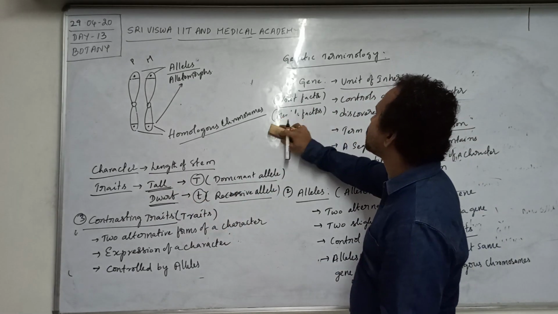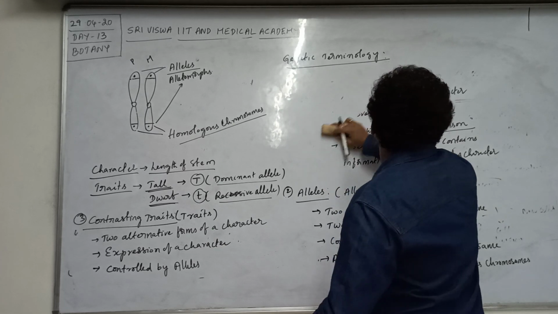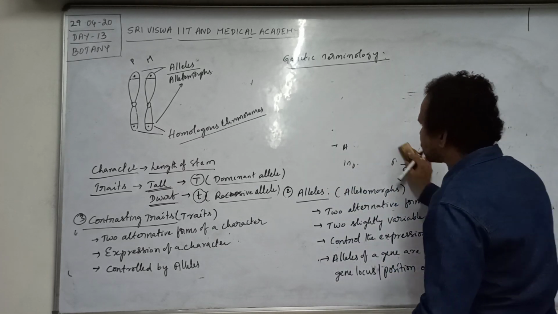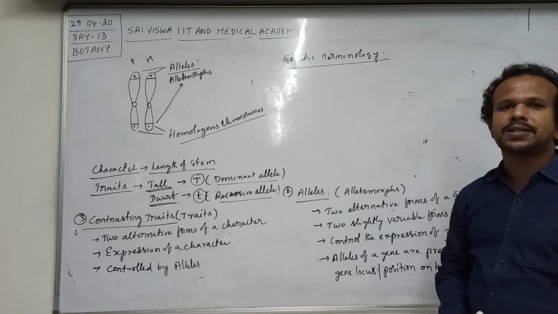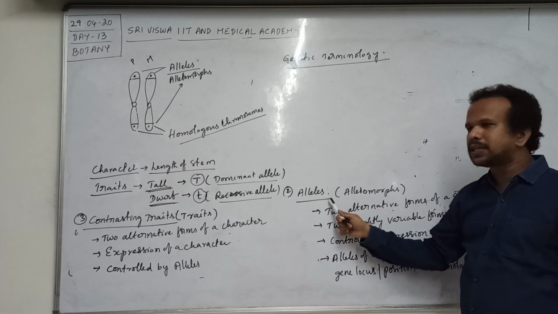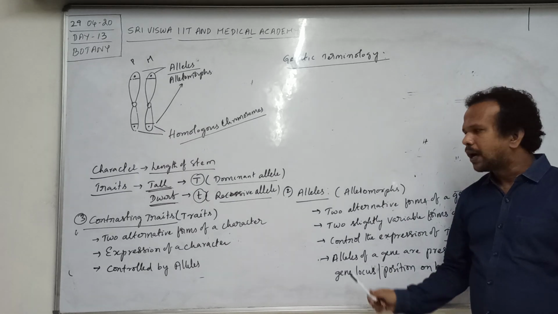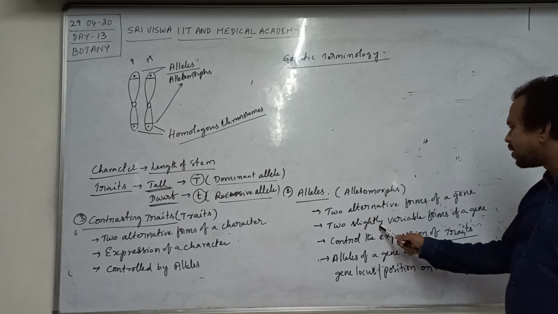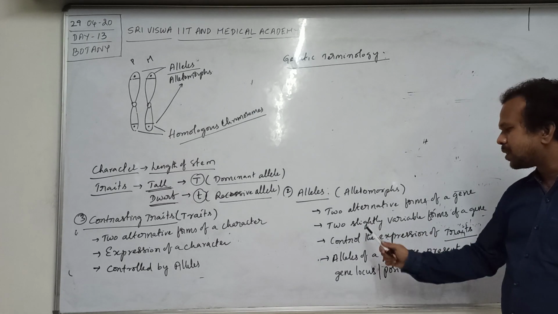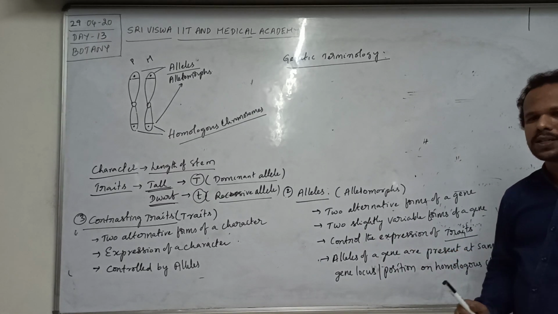However, with the most important one, important terminology used in genetics. The first one is gene, which means simply the unit of inheritance. Second one is allele. Alleles are also called allelomorphs. Alleles or allelomorphs are nothing but two alternative forms of a gene or two slightly variable forms of a gene that can control the expression of traits.